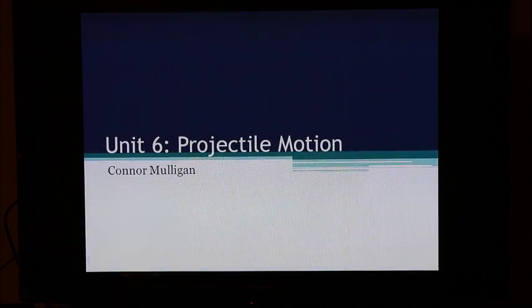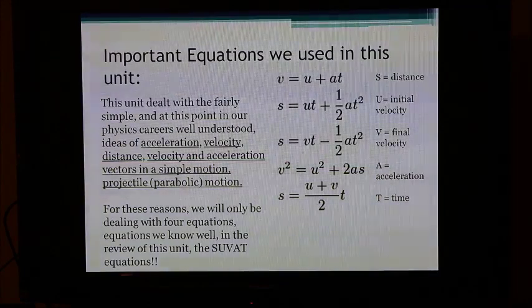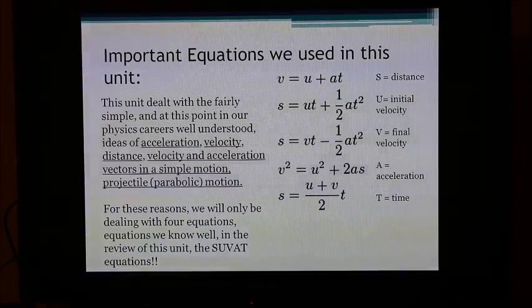Alright, for this review project, I'm going to be reviewing Unit 6, Projectile Motion. Pretty easy. Okay, so the important equations we used in this unit.